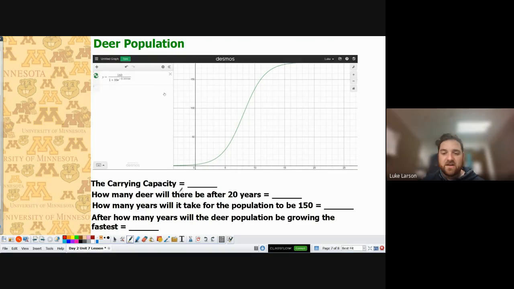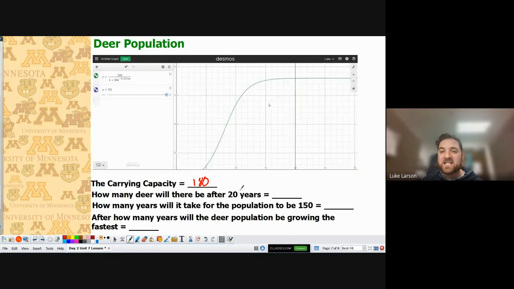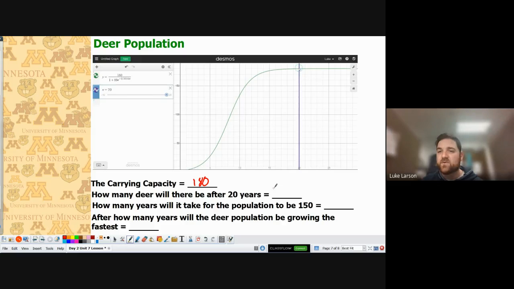All right, so now let's answer these other questions. So I already know the carrying capacity is 180. How many deer will there be after 20 years? All right, so again, time, that's my x value. So I go x equals 20, and I see where it crosses my function. It's at 179 point something. So that's basically 180. Because as you can see, it's already gotten to basically the max value by 20 years. So it's already hit that 180 mark.